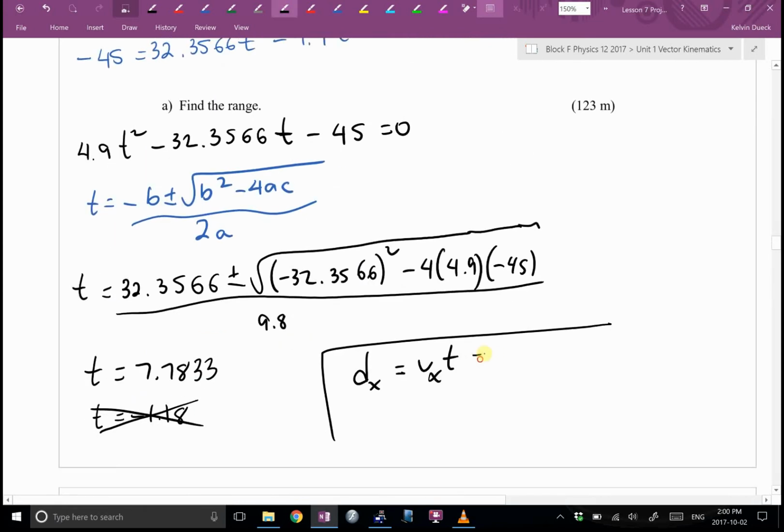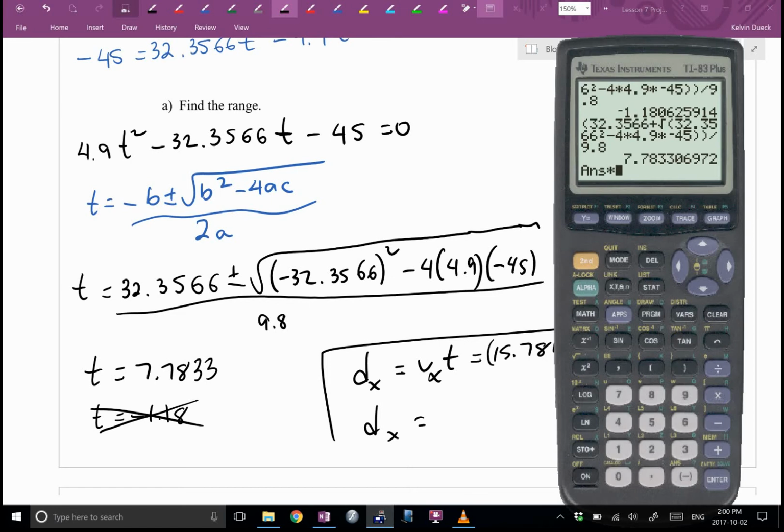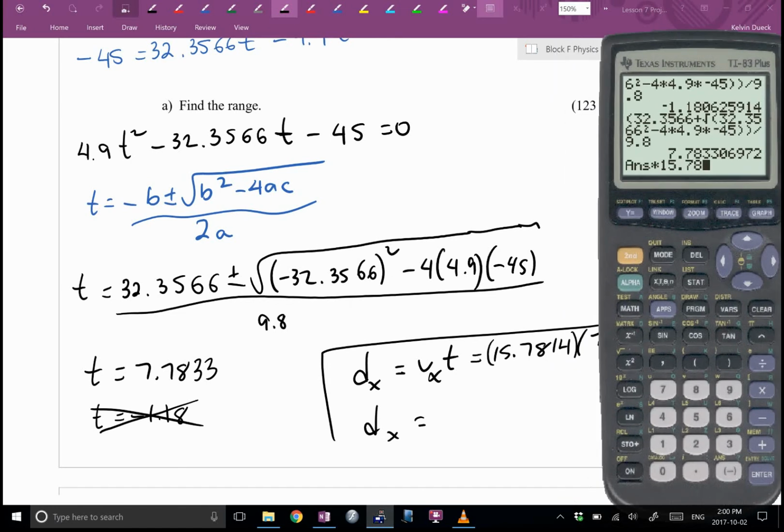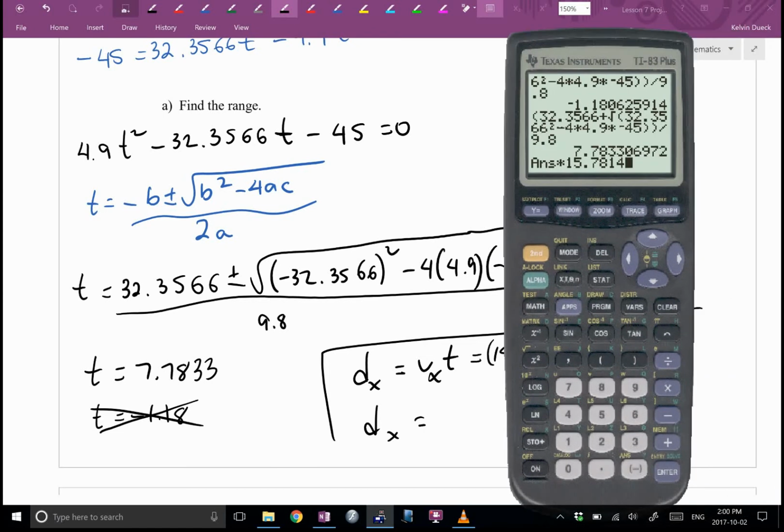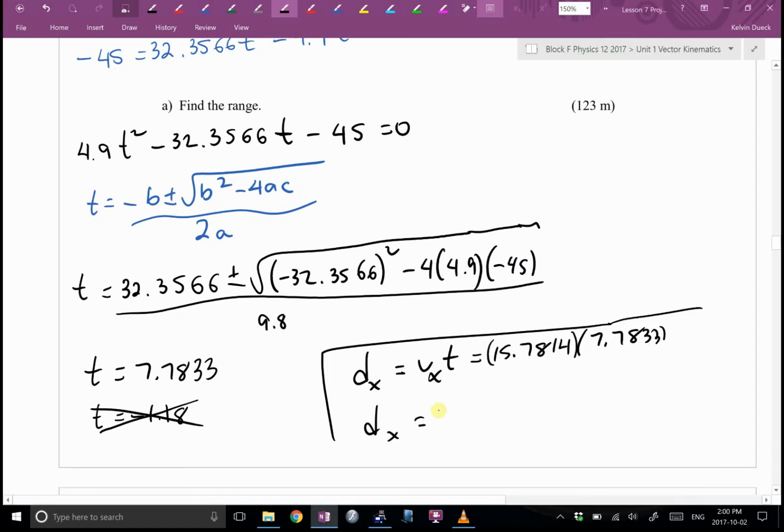15.7814 times 7.7833. The range is this number times 15.7814. And I get 122.8. Now I'll go to 3 sig figs. I'll call it 123 meters.